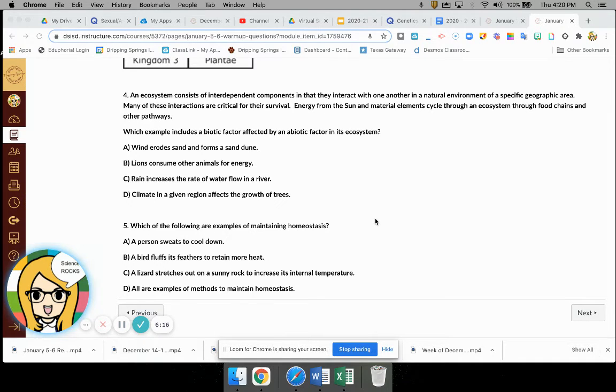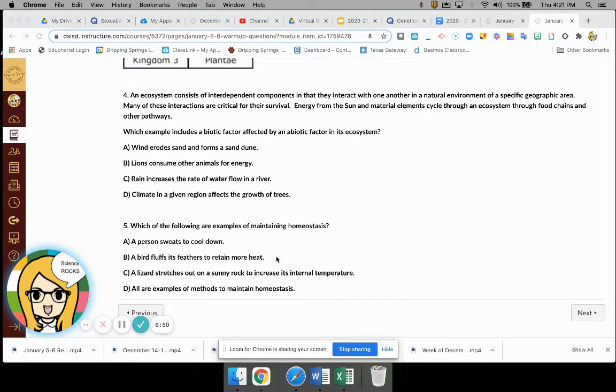And finally, for this day, which of the following are examples of maintaining homeostasis? You'll remember from 7th grade, homeostasis is a state of internal balance. So it's the thousands of tiny little steps every day that your body takes to keep your systems all in balance. So a person sweating to cool down, that is regulating your internal body temperature. So that is homeostasis. A bird fluffing its feathers to retain heat.